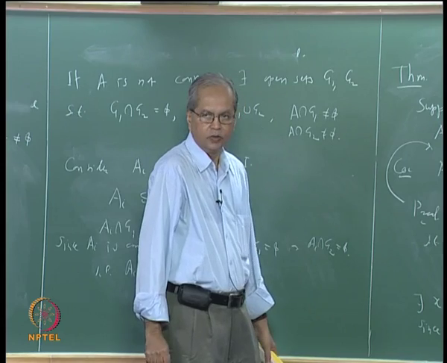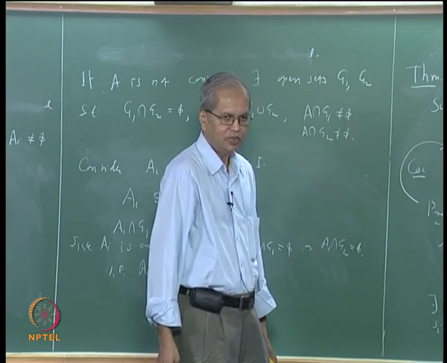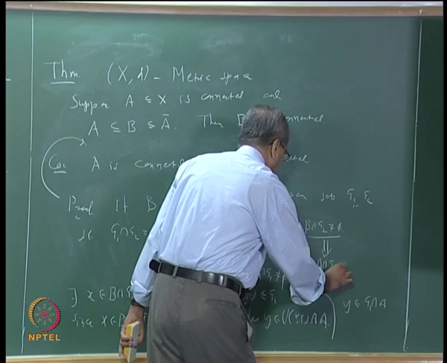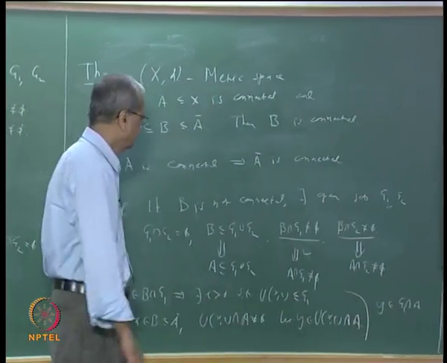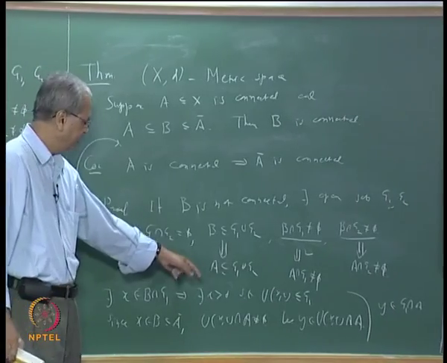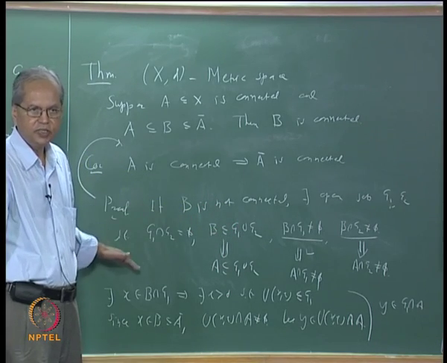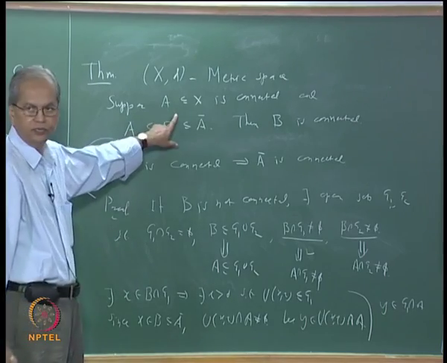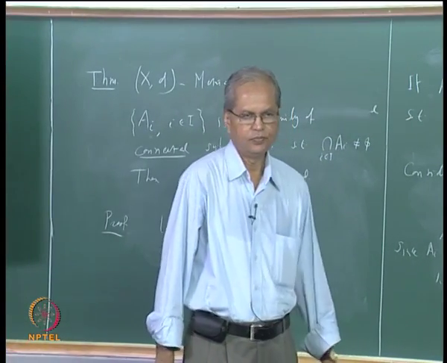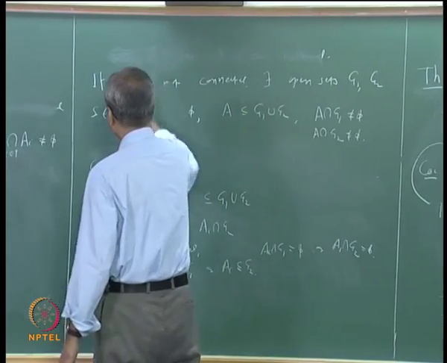In a similar way, from the fact that B intersection G2 is non-empty, you will be able to show that A intersection G2 is non-empty. But again, let us take stock, what does it mean? G1 and G2 are disjoint, A is contained in G1 union G2, A intersection G1 is non-empty, A intersection G2 is non-empty, which means that A is not connected, and that is a contradiction. So whenever A is connected, its closure is also connected, and not only that, any set which lies between A and A closure is also connected.